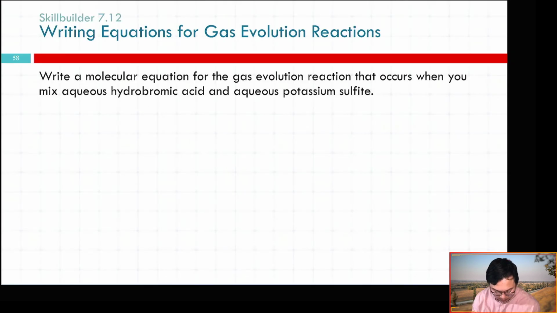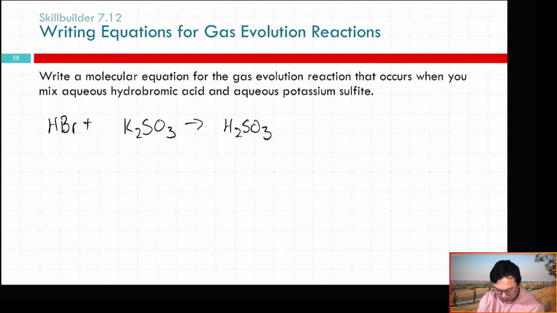So let's mix some hydrobromic acid, all right, HBr, and aqueous potassium sulfite. So we're writing down now our skeletal equation. And again, we're going to swap these. So we're going to get H2SO3 plus potassium bromide. We know H2SO3 is one of our gas evolving compounds.